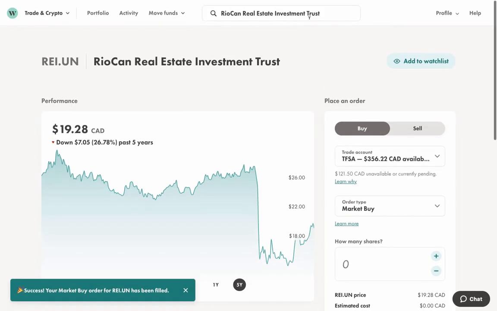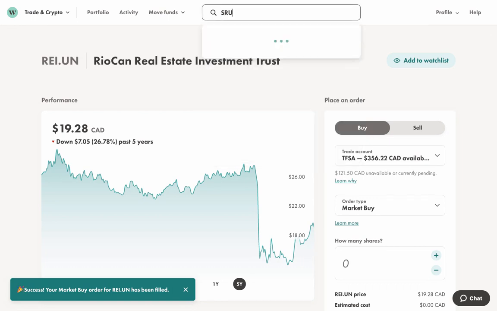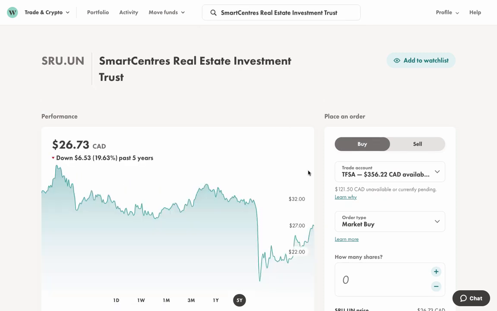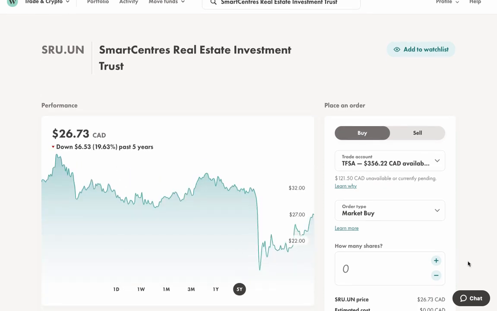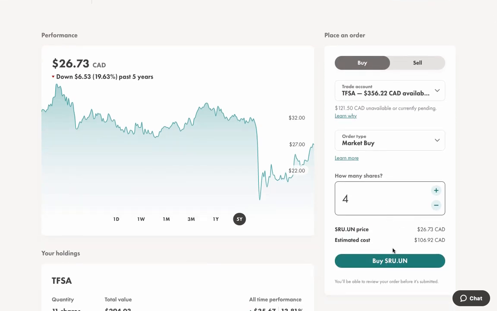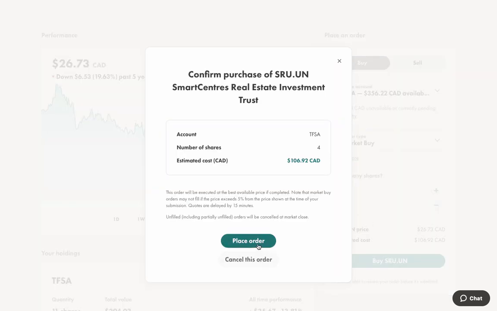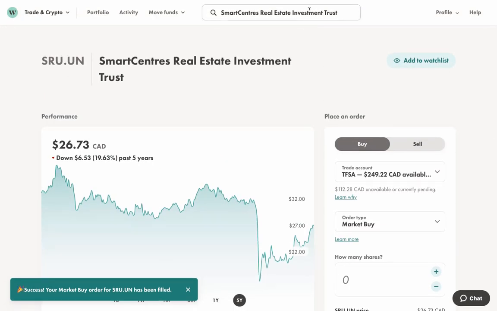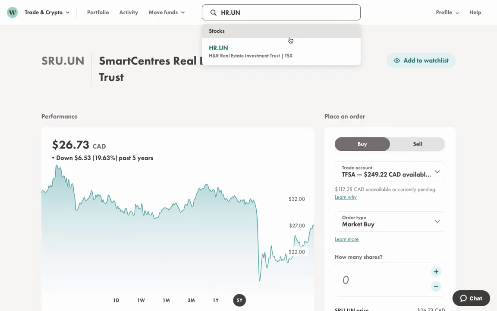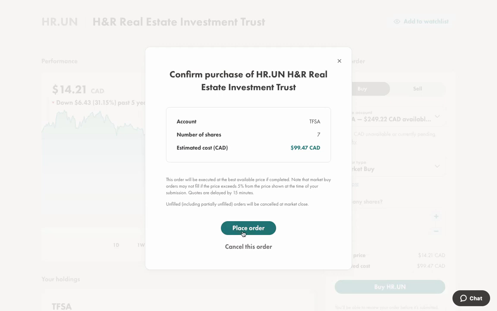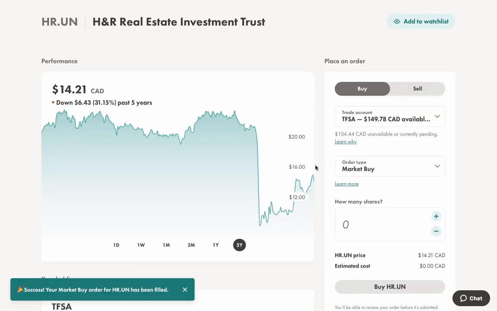Cool. The next one that I wanted to pick up was Smart Centers, SRU.UN. And with these guys, I also want to put in about 100, and they're sitting at 26, so that's going to be about 4 shares for about 107. Yeah, so we'll buy that on a market buy as well and place the order. Great. The next one that I wanted to pick up was HR.UN. And with these guys, I also want to put in 100. They're sitting at 14, so this is going to be around 7 shares. So we can just do that, place the order, market buy, cool.